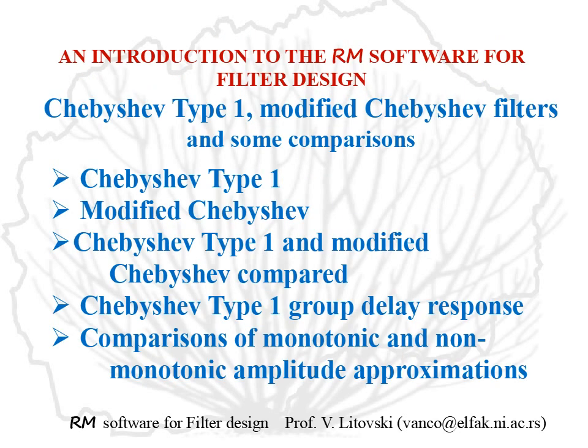Here is the content of this lecture. First, the Chebyshev type 1 will be introduced, then the modified Chebyshev, which is a unique property of the RM software, will be introduced. Then a comparison will be done between Chebyshev type 1 and the modified Chebyshev ones. We will pay some attention to the group delay response of the Chebyshev type 1 filter. And finally, we will compare it with its monotonic counterparts.